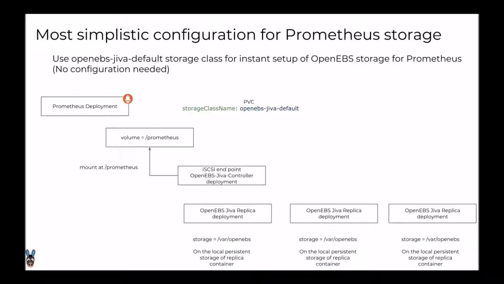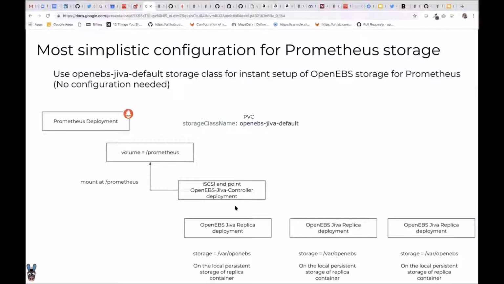All we did is point a PVC with storage class as openebs-jiva-default, and we are all done, right? So that's as simple as it can get, and that's all I have. If there are any questions from the folks, I can take them.